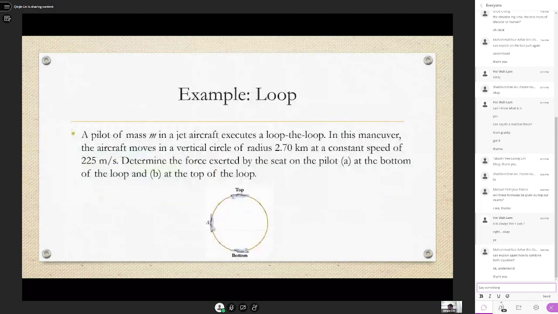If no questions, then let's continue with another example. On circular motion: a pilot of mass m in a jet aircraft executes a loop-the-loop. It is a maneuver. In this maneuver, the aircraft moves in a vertical circle of radius 2.7 kilometers at a constant speed of 225 meters per second. This is very fast, but for fighter jets this kind of speed is normal. Determine the force exerted by the seat on the pilot at the bottom of the loop and at the top of the loop.